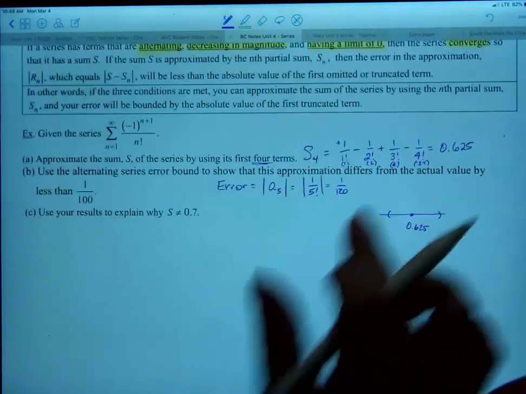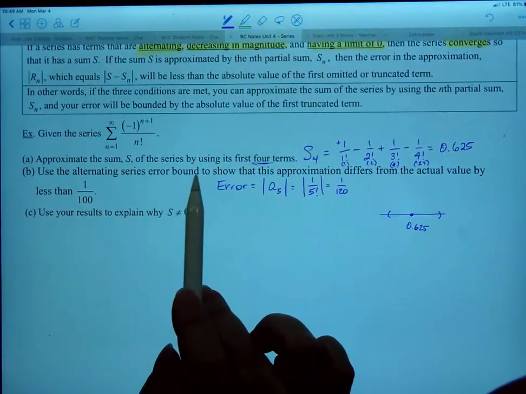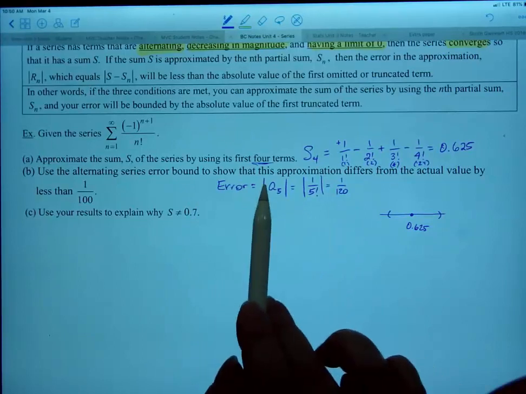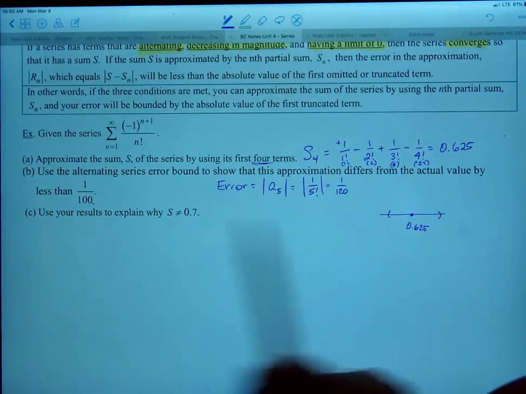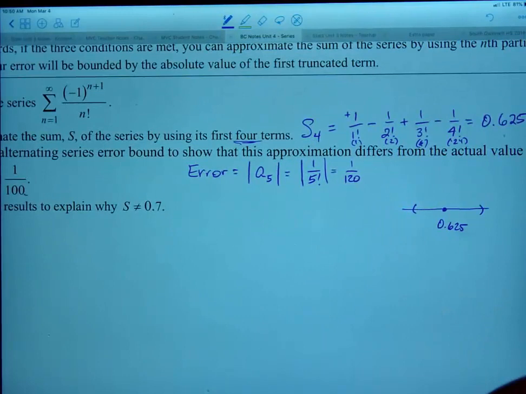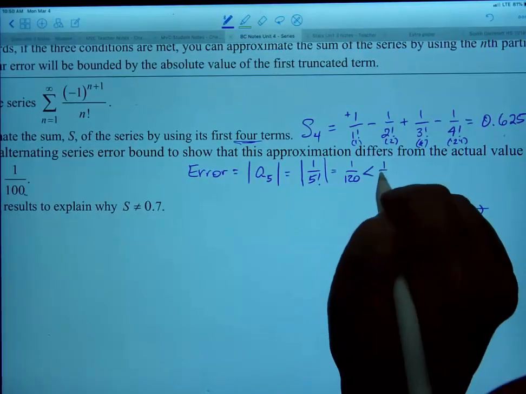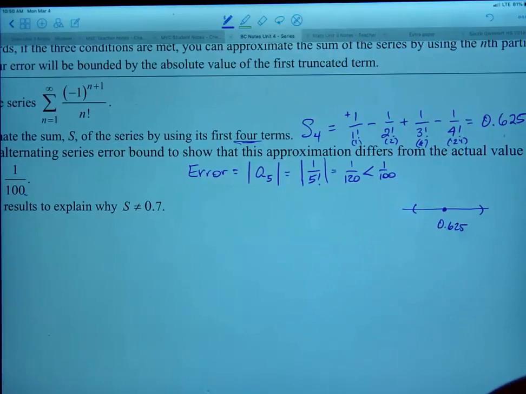Now take a look at what the question said. Use the alternating series error bound, that's it right there, 1 over 120, to show that the approximation differs from the actual value by less than 1 over 100. Is my fraction that I just got less than 1 over 100? Yes. So all you have to write is less than 1 over 100, and you're done. The actual value is off by 1 over 120, by less than 1 over 100. Okay? The question is asking, do you understand that the next term is the error? Do you understand that fact? And that's the calculation. That's all you got to do.